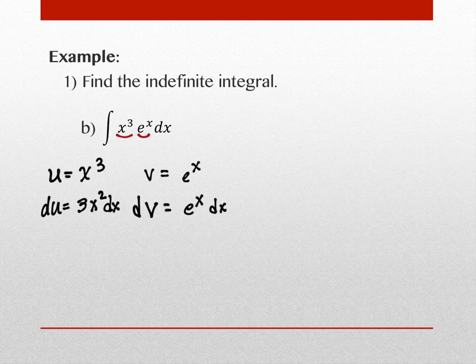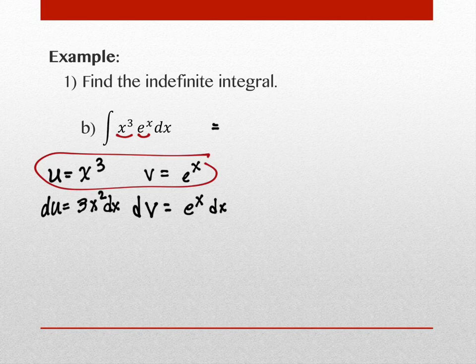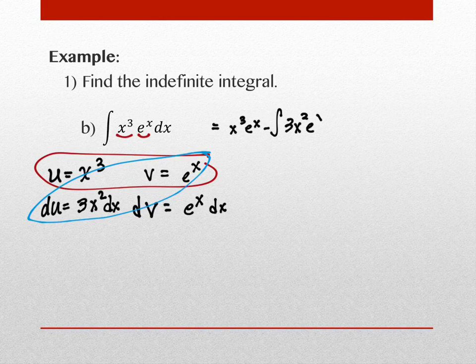Okay, so I rewrite this by multiplying across the top first. So that's x cubed e to the x in whichever order really that you wish, but I'll just put it in order from left to right, x cubed e to the x. And it's minus the integral along the opposite diagonal, which is 3x squared e to the x dx.